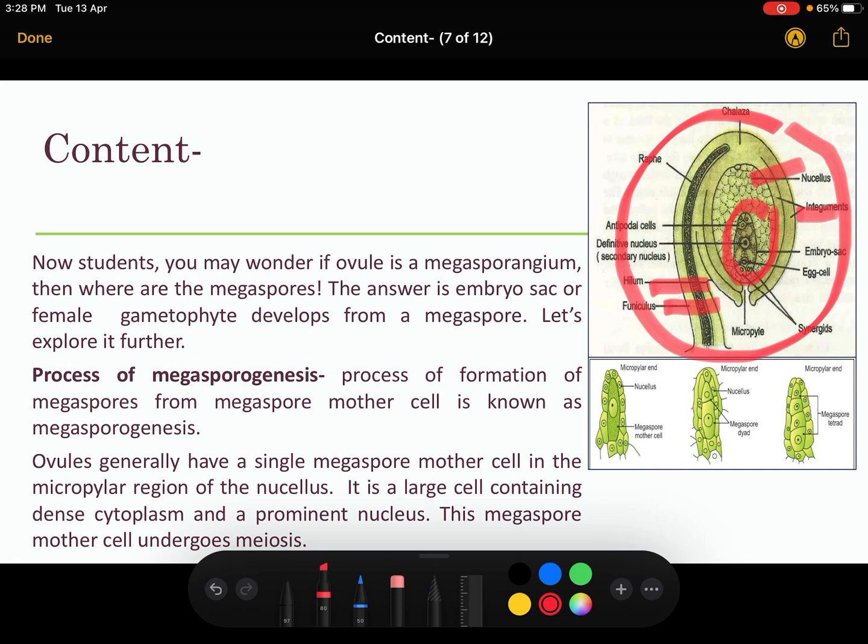But inside this ovule you can see this picture very minutely. In this picture the structure of the embryo sac is given. In the previous slide the structure of the embryo sac was not defined, it was represented by green color, but here you can see the inner structure of the embryo sac. You can see antipodal cells, secondary nucleus, egg cell, synergids. These cells are inside the embryo sac, and we are going to see how they will form.